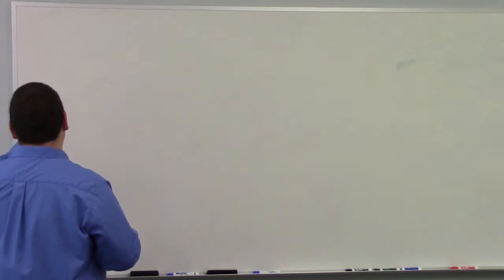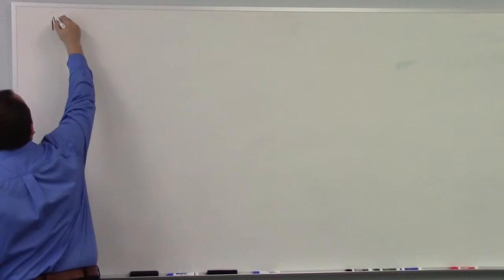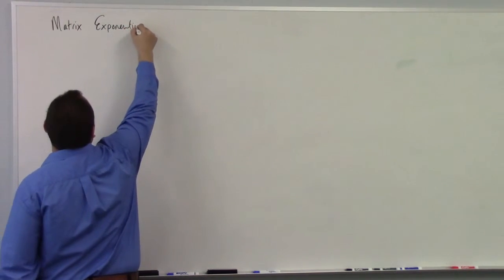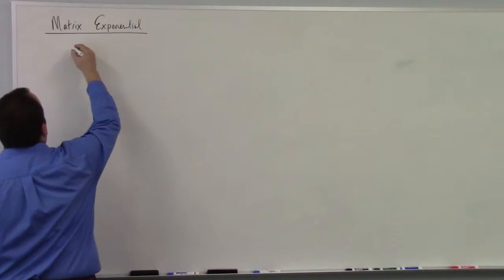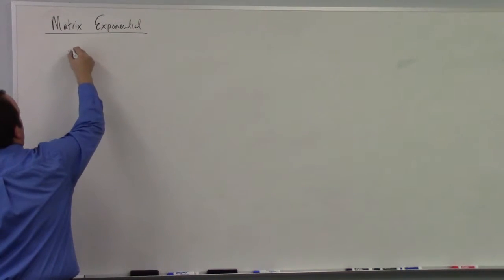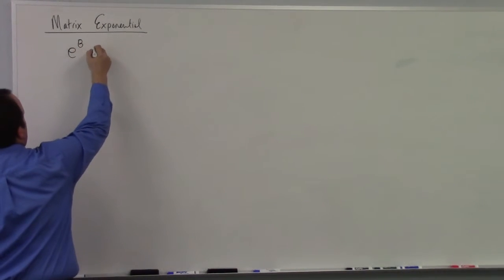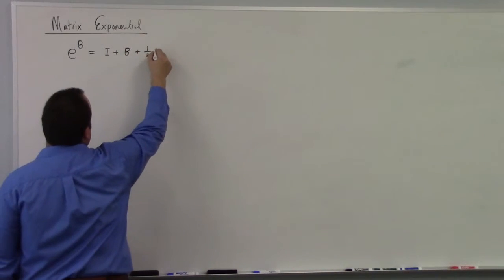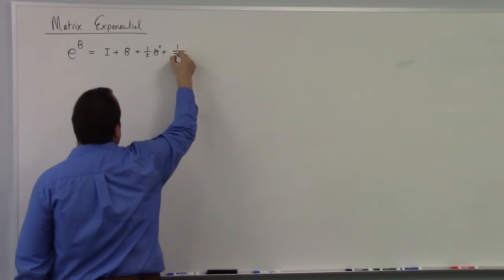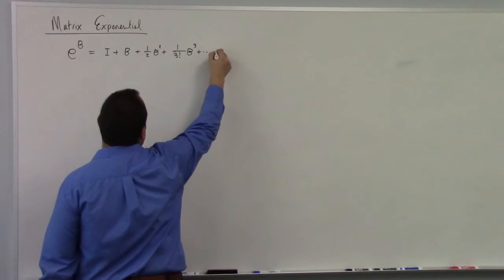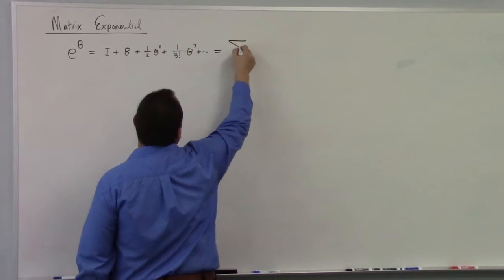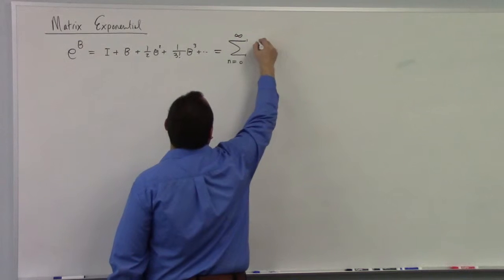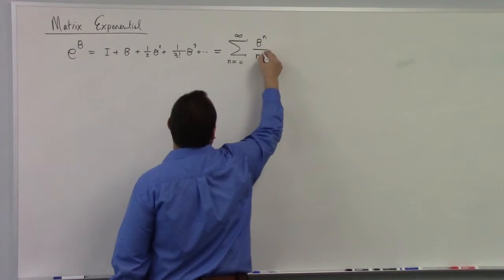Let's see here. So the matrix exponential. So here's what it is. The definition of the matrix exponential is, if we have e to the b, it is equal to I plus b plus 1/2 b squared plus 1 over 3 factorial b to the third power, and so forth and so on. In terms of series, this is the sum n equals 0 to infinity of b to the power n divided by n factorial.